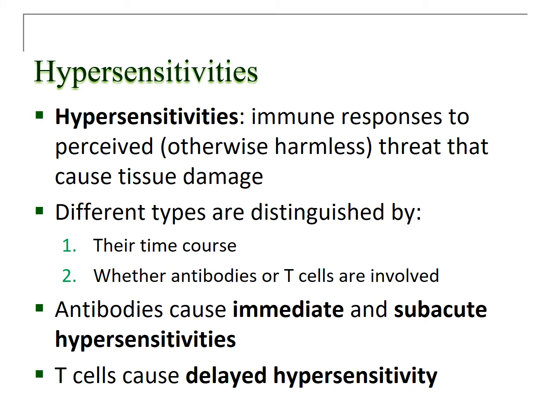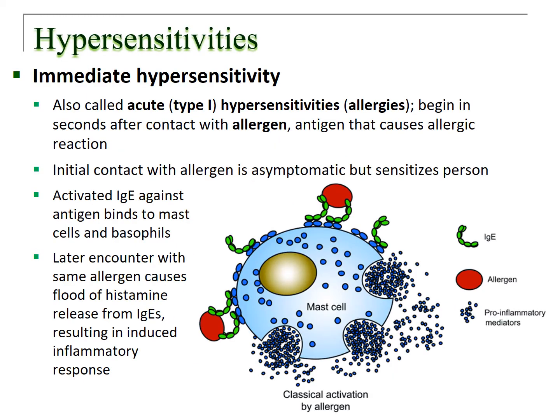Hypersensitivities are immune responses to antigens that shouldn't cause any harm, perceived threats that cause tissue damage. And so these different types of hypersensitivities get distinguished by how long they last and whether antibodies or T cells are involved. So antibodies are going to cause immediate and subacute hypersensitivities, while T cells will cause a delayed hypersensitivity.